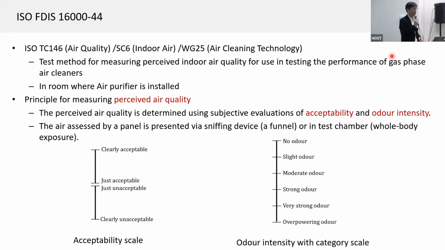This is in the final DIS stage, and in this standard, we described two main principles for measuring perceived air quality. The first one is that perceived air quality is determined using subjective evaluations of acceptability and perceived odor intensity. And the air is assessed by a panel and presented via sniffing device or in the test chamber.